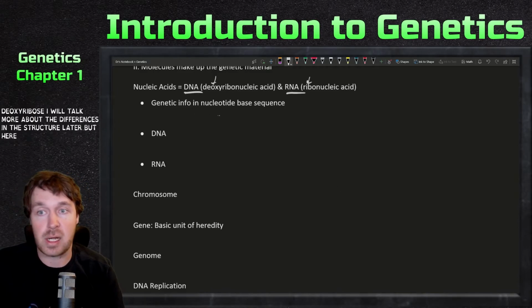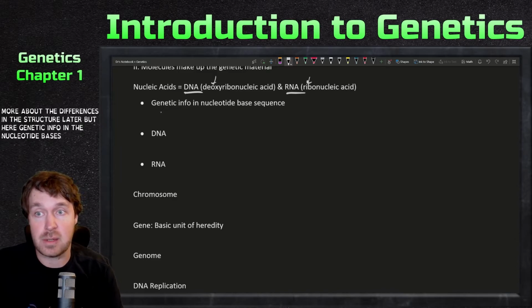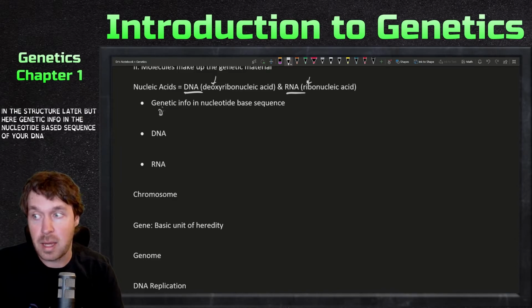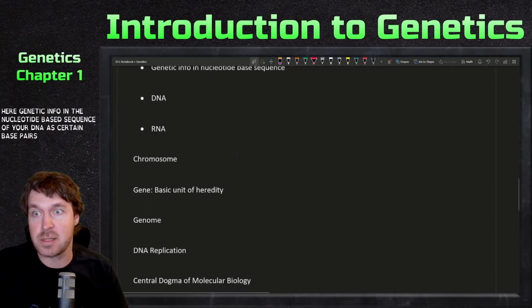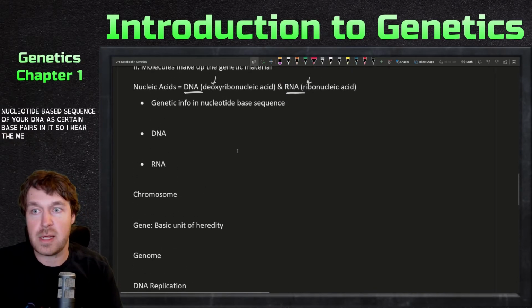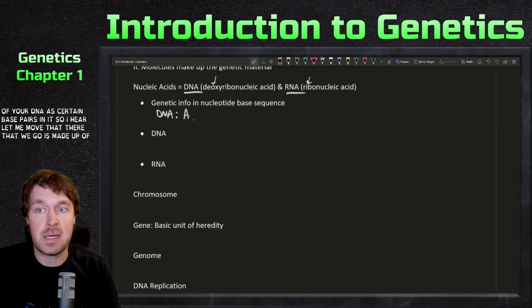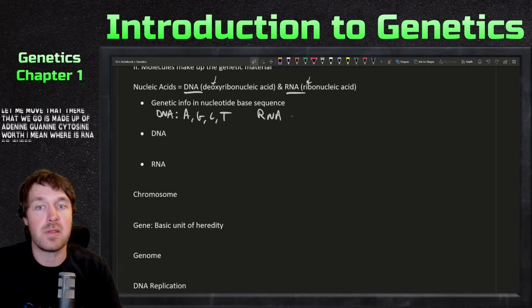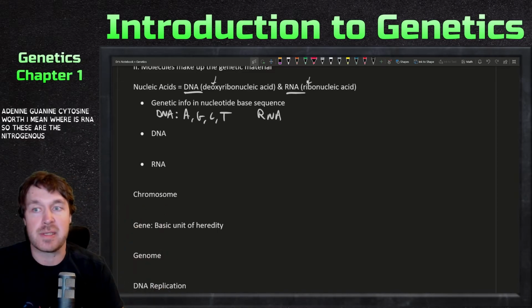But here, genetic information is in the nucleotide base sequence. So here, DNA has certain base pairs in it. DNA is made up of adenine, guanine, cytosine, and thymine, whereas RNA, so these are the nitrogenous bases that make it up.